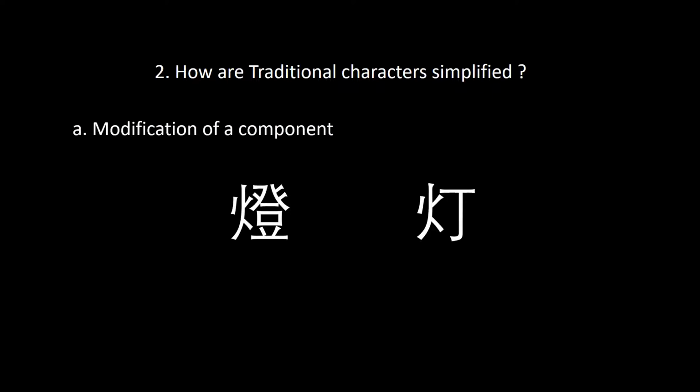Now let's take a look at this first example. This is the Chinese character Deng, which means lamp. As you can see, the right hand side is simplified into this new word. These two words still look about the same, not much of a difference. So if you are someone from China and you want to learn traditional characters, you can still recognize this word.